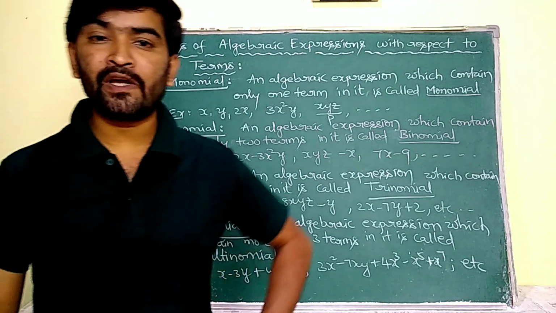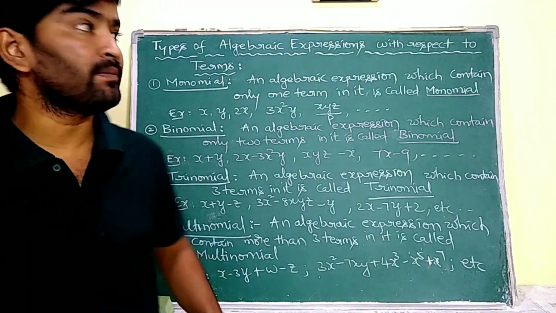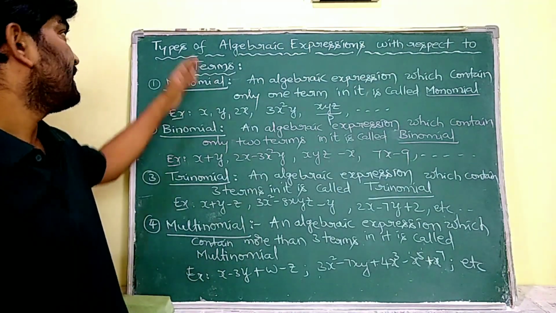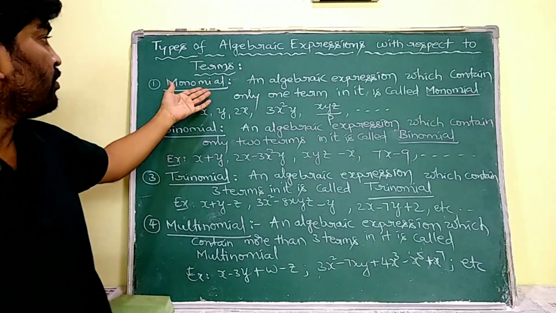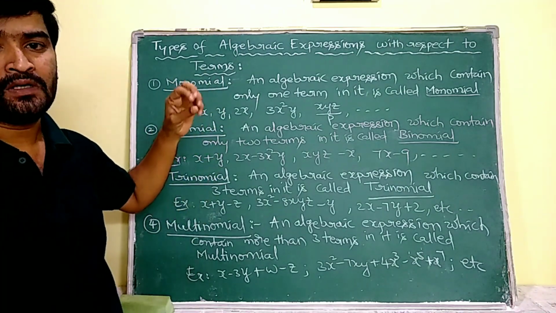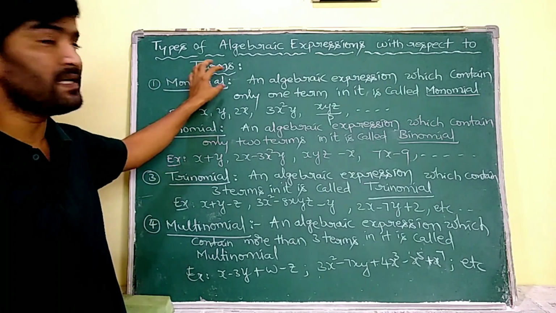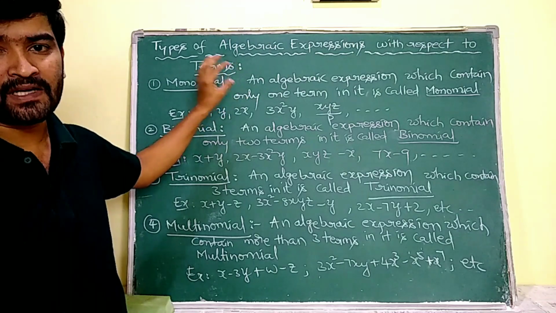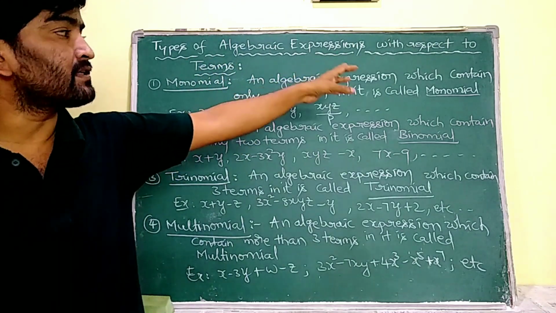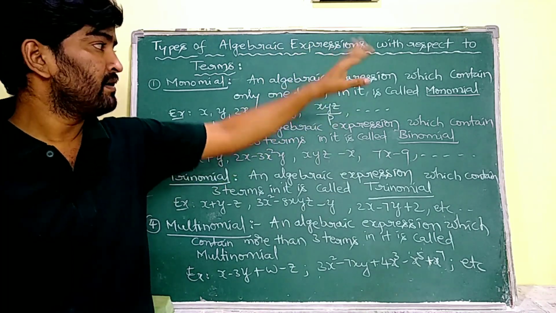Okay, now we are going to discuss the algebraic expressions with respect to the number of terms in them. Types of algebraic expressions with respect to terms. Monomial. Here you have to split the word into two. Monomial means mono plus mial. Mono means one, mial means term. One term. The name itself suggests an algebraic expression which contains only one term, and it is called a monomial.